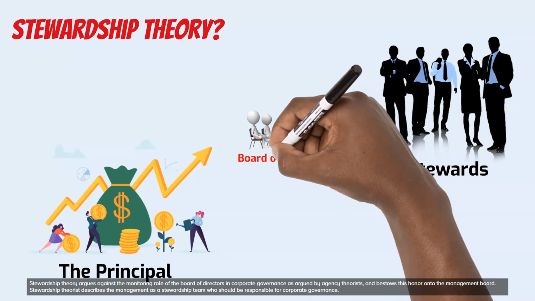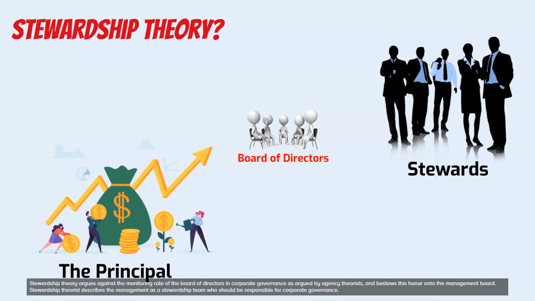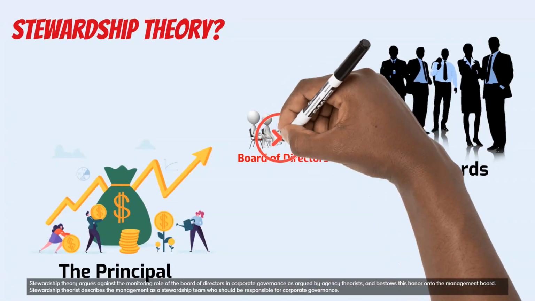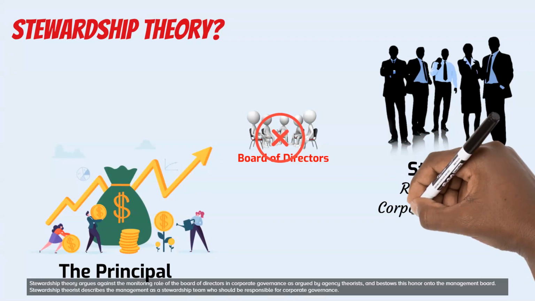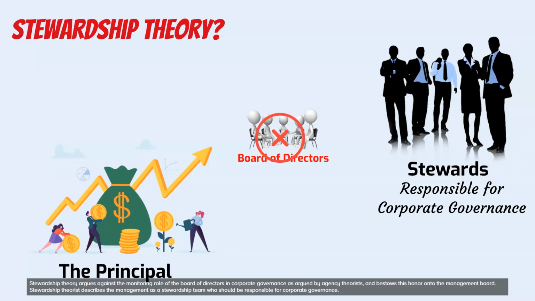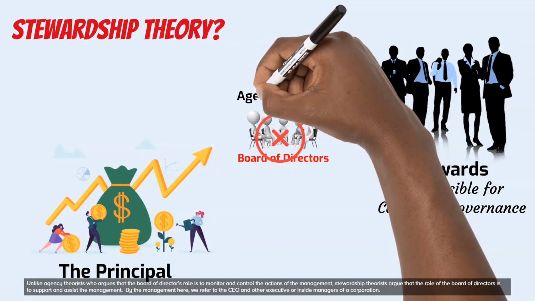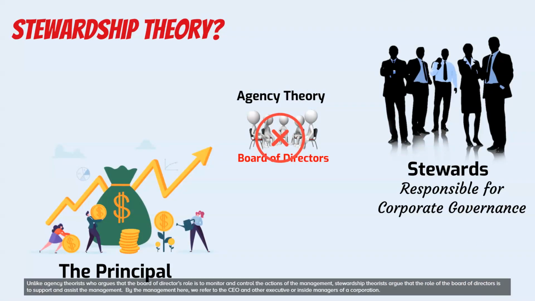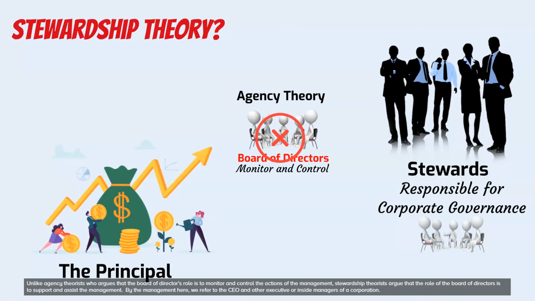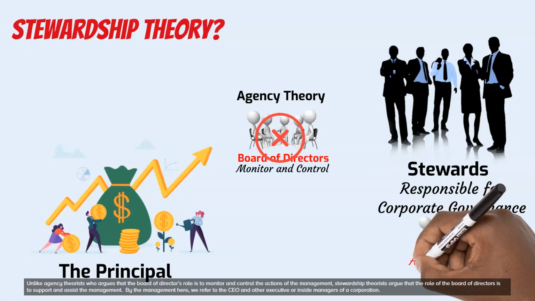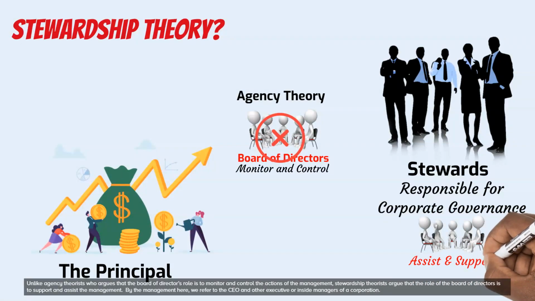Stewardship theory argues against the monitoring role of the board of directors in corporate governance as argued by agency theorists, and bestows this honor onto the management board. Stewardship theorists describe the management as a stewardship team who should be responsible for corporate governance. Unlike agency theorists, who argue that the board of directors' role is to monitor and control the actions of the management, stewardship theorists argue that the role of the board of directors is to support and assist the management. By the management here, we refer to the CEO and other executive or inside managers of a corporation.